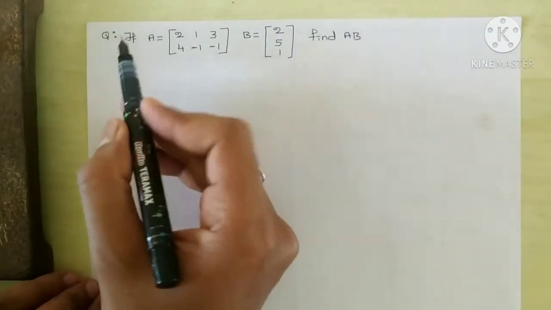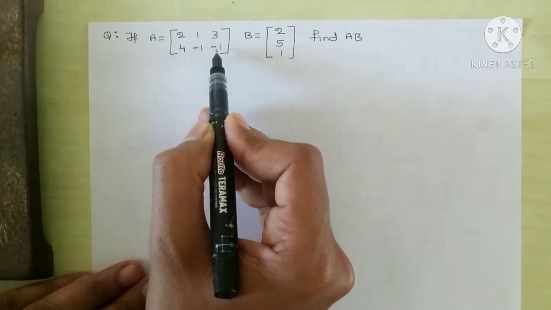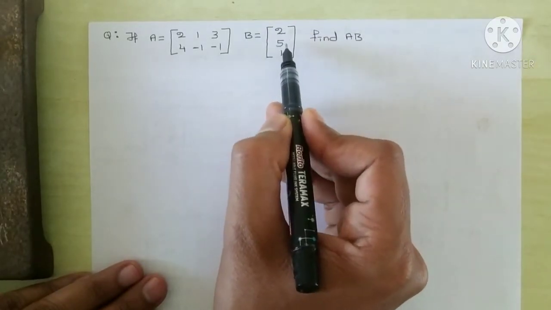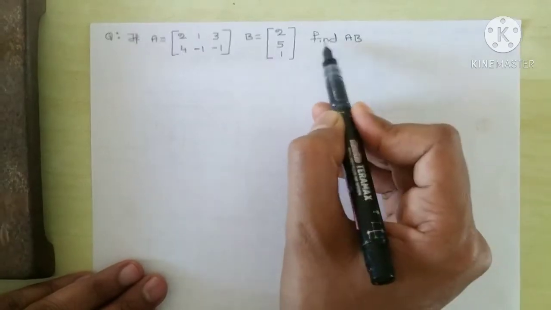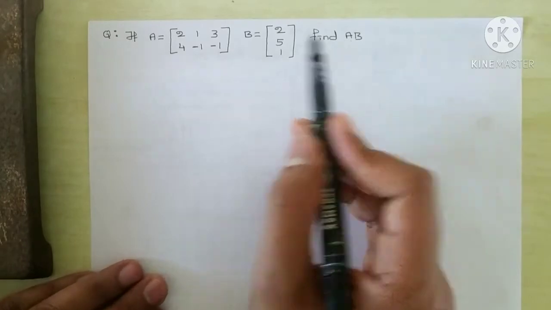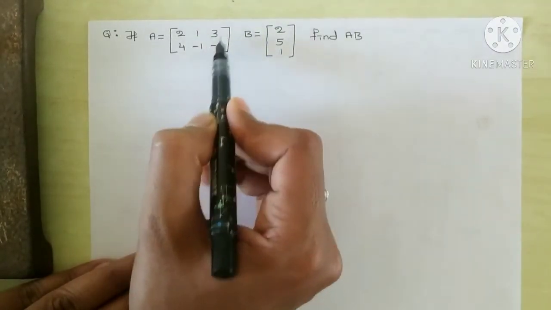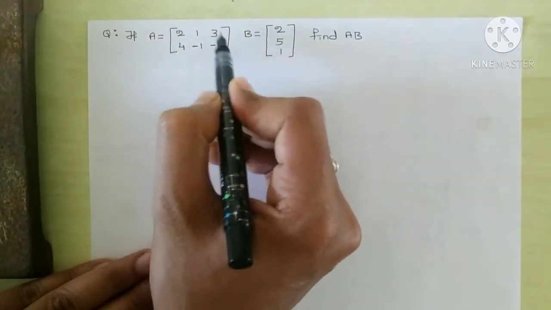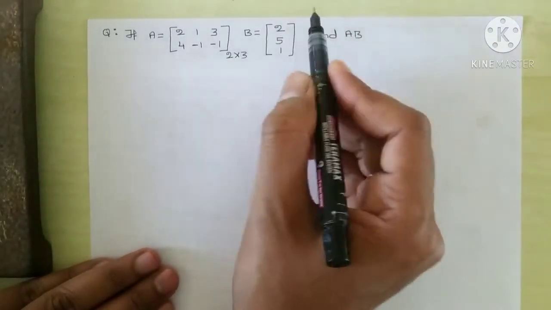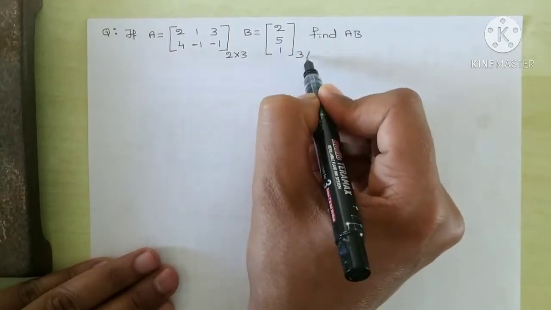Next example, if A is equals to first row 2, 1, 3, second row 4 minus 1 minus 1, B is equals to first row 2, second row 5, third row is 1, find A into B. So whenever you are doing matrix multiplication, first check the condition. What to check? First see the order. What is the first matrix order? 2 rows, 3 columns. So 2 rows, how many columns here? 3 columns. Second matrix, how many rows? 1, 2, 3. 3 rows and only 1 column.